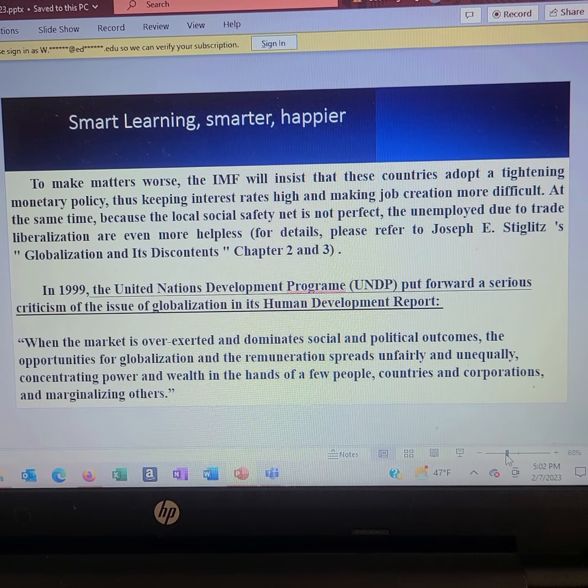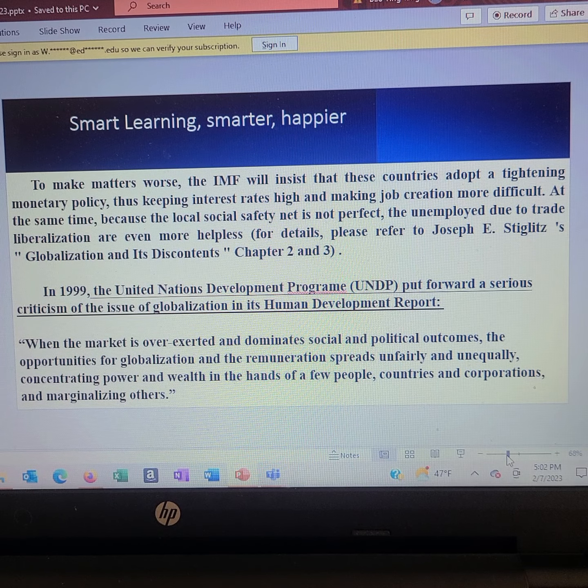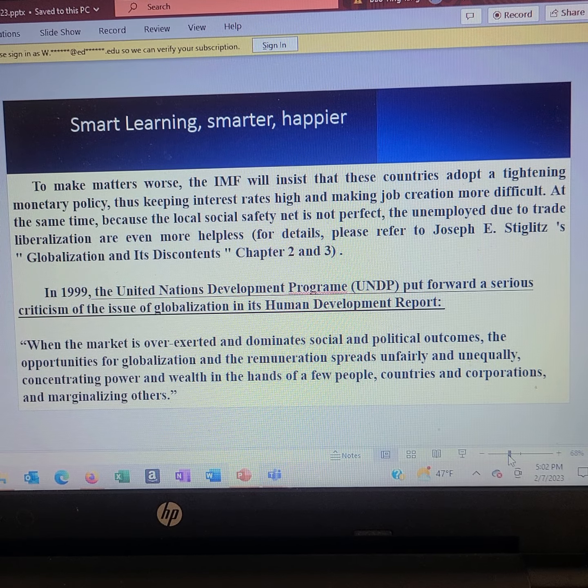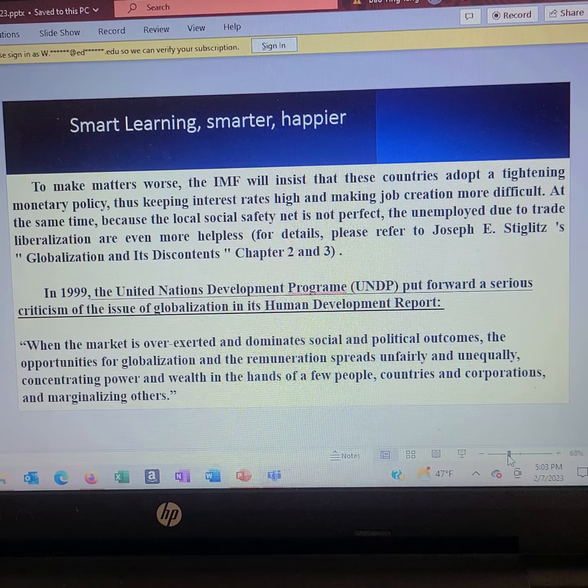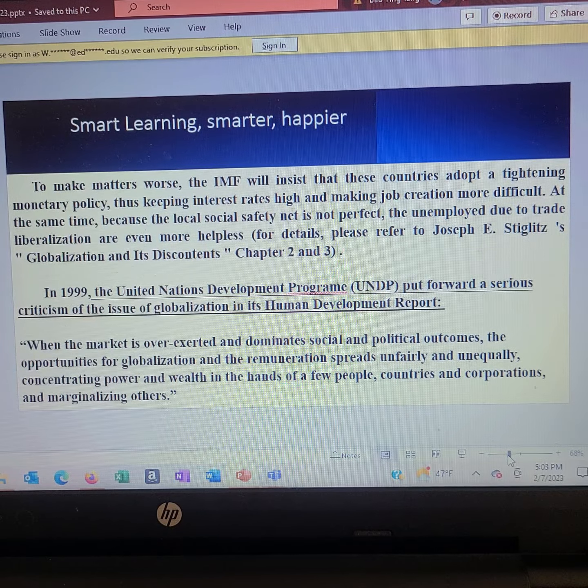To make matters worse, the IMF will insist that these countries adopt a tightening monetary policy, thus keeping interest rates high and making job creation more difficult. At the same time, because the local social safety net is not perfect, the unemployed, due to trade liberalization, are even more helpless. For detail, please refer to Joseph E. Stiglitz, Globalization and its Discontents.